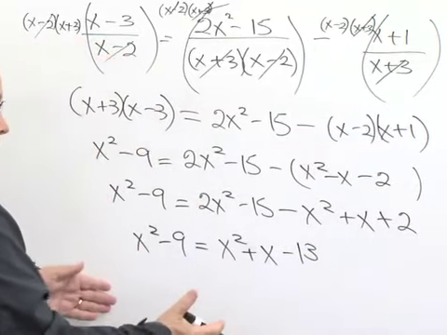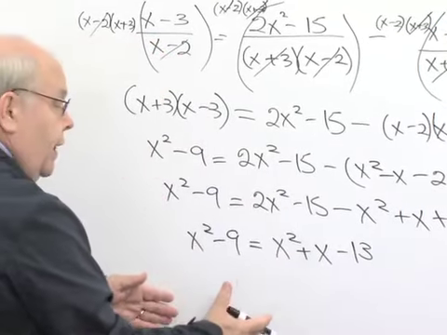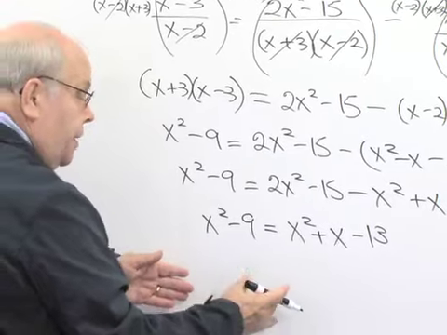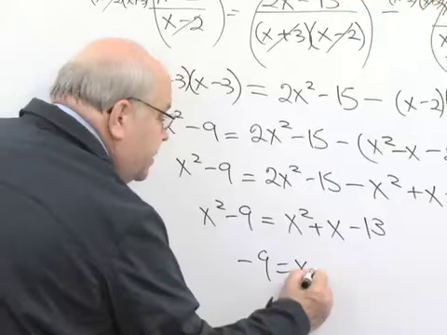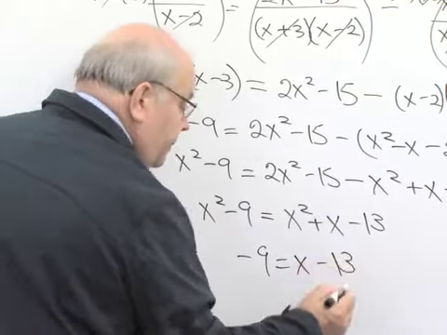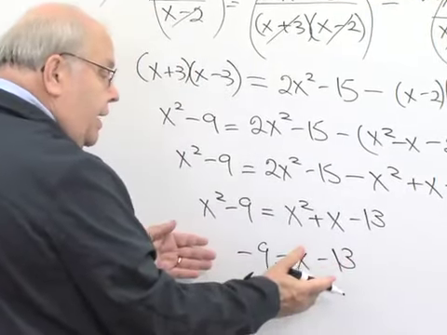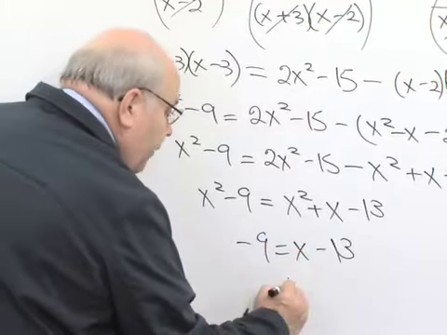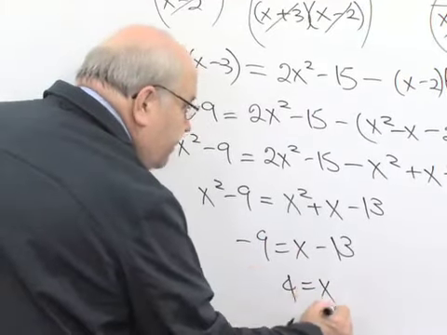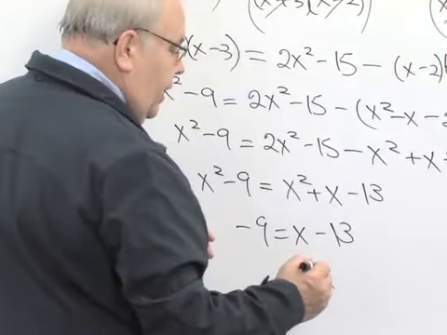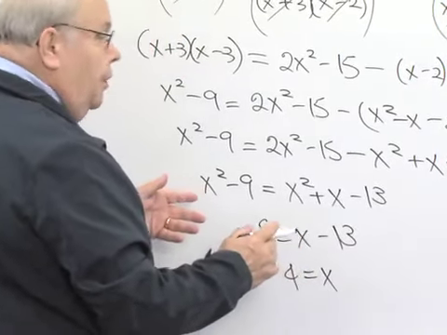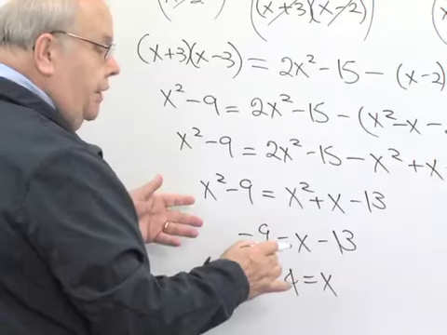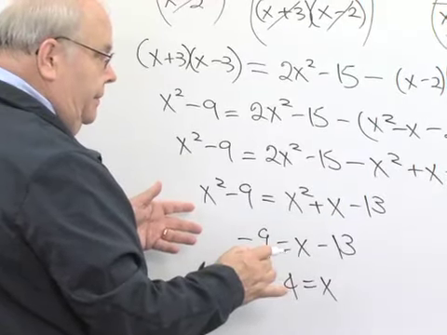Subtract x squared from both sides of the equation. Those will become 0, so I just have minus 9 equals x minus 13. If I add 13 to each side, I will get 4 equals x. So we know that x equals 4. Now we'll have to do some extra work to actually check to see if this is the right answer.